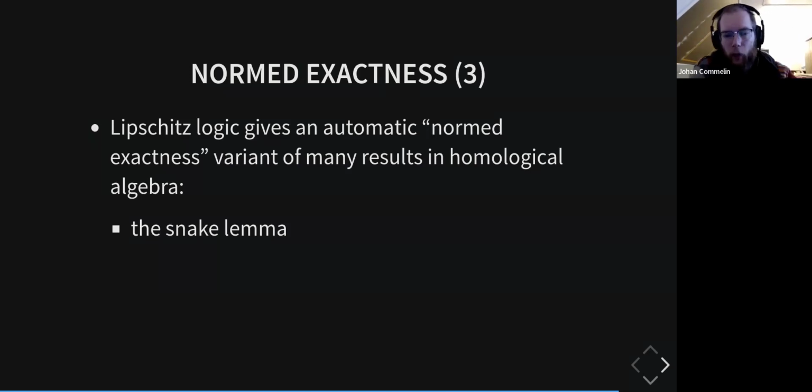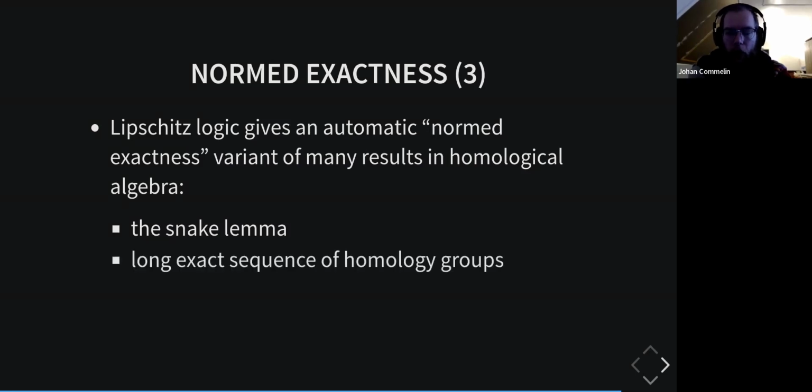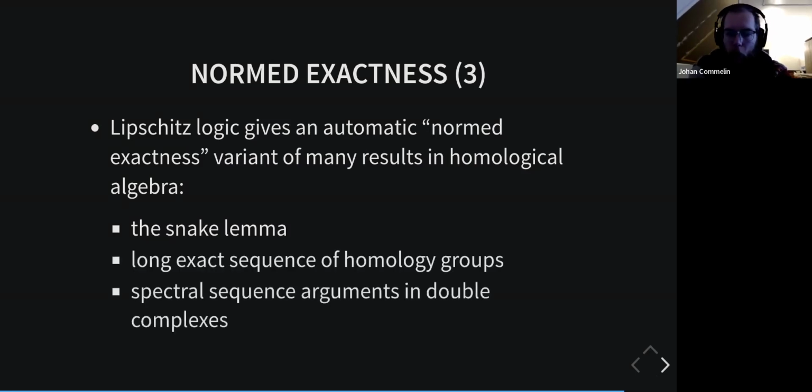And that means that whatever you used in the proof of the snake lemma, classically, it really doesn't matter. Because there is a proof, there is also a proof that only uses regular logic. That is what this completeness theorem says. And so we know that there exists a proof using only regular logic. We can push that through the translation table of Lipschitz logic, and that will give us a proof, or at least we will know that there exists a proof of the statement about normed exactness. And so we automatically get for free a normed exact version of the snake lemma, of the long exact sequence of homology groups, of spectral sequence arguments in double complexes, etc., etc.